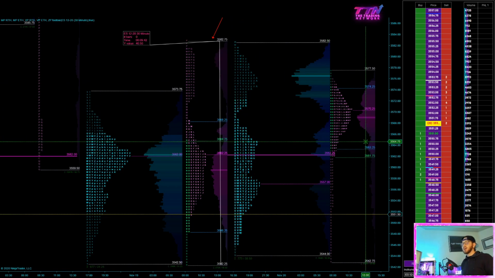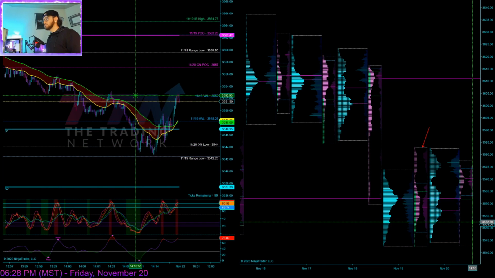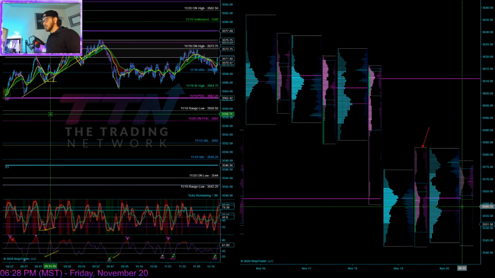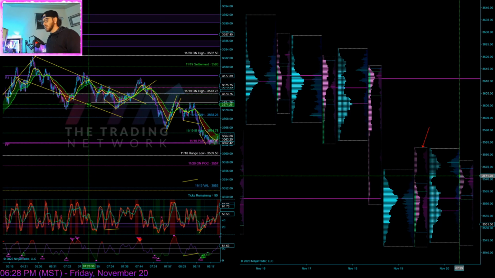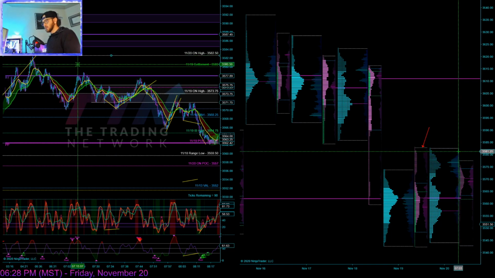Now, that offered up very nice range plays, and you can see if we go over to our regular chart here, if I zoom out and go back to the open, which is right here, here's our opening range. Just delete some of this stuff here real quick.